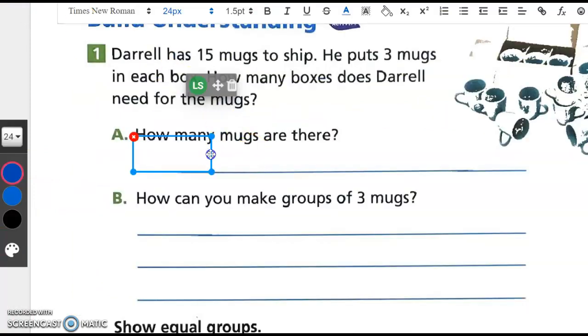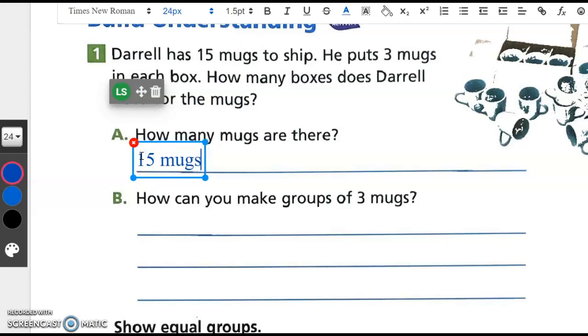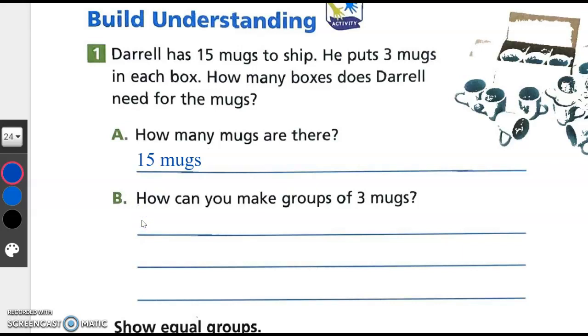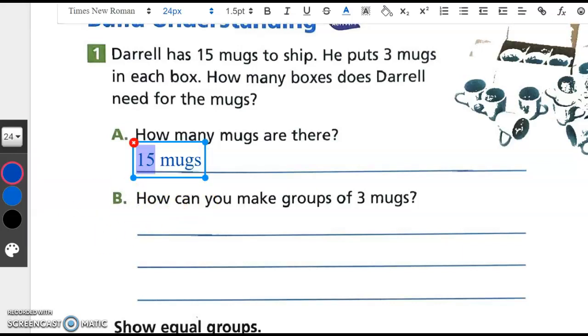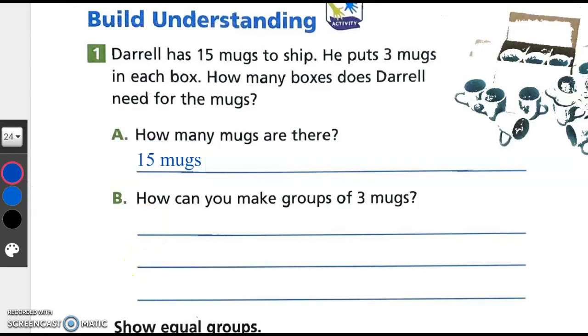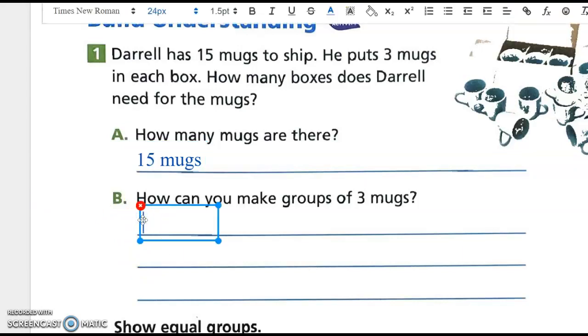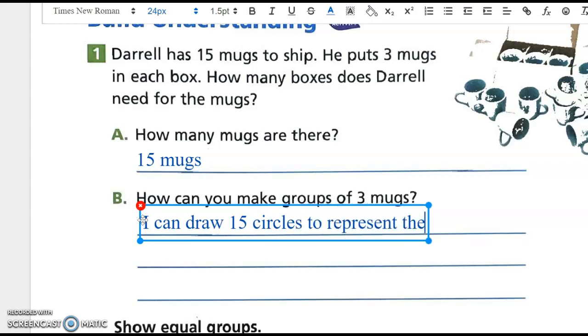Okay, we need to go back up and answer these questions. It says, how many mugs are there? It told us that in the story, right? How many were there? 15 mugs, and you need to write mugs. And then we're going to write what we did. What did we do in our box? We drew 15 things to represent the mugs, right? So I can draw 15 circles to represent the mugs.